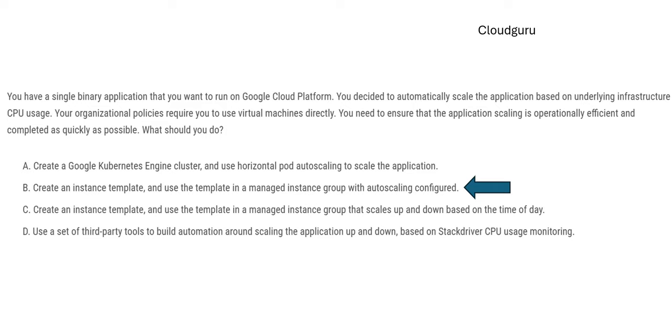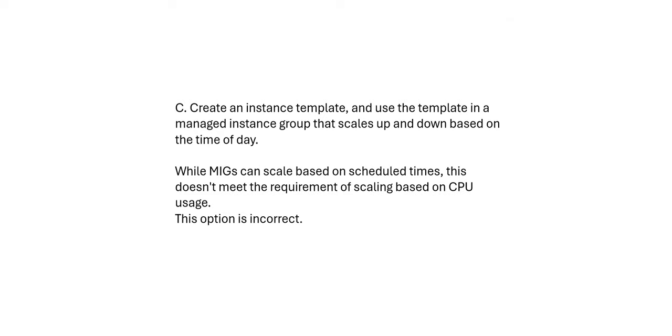But let us look at C and D as well. C says let's use instance template, which is good, and template managed group that scales up and down based on time of the day. See, we are not looking for scheduling times. The question never told us that at night you need more CPU. No, it didn't tell us. So why will you use schedule times? So this option is incorrect.